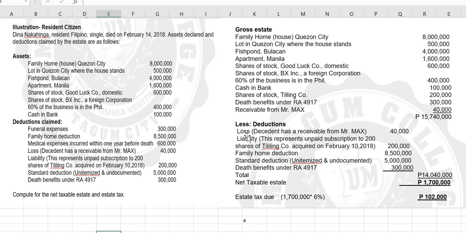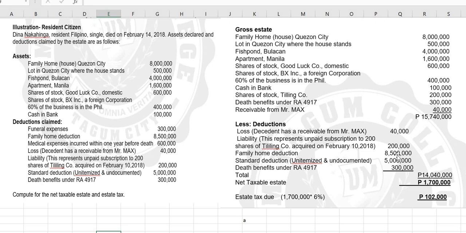We have the claim against the insolvent person, or the loss, our receivable from Mr. Max, which is 40,000. The claim against the estate, the unpaid subscription to 200 shares of Tililing Corporation, that's 200,000. And we also have the family home deduction, 8.5 million. It is correct that it is 8.5 million because that covers the lot and house, right?